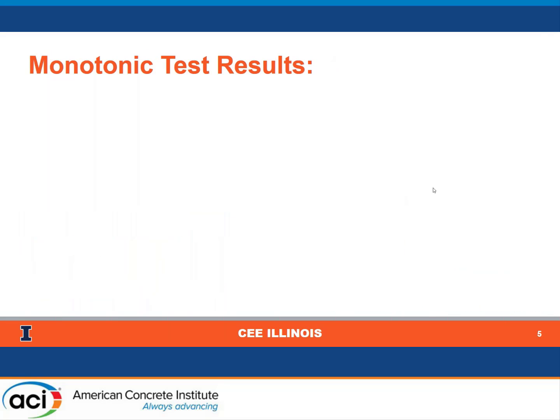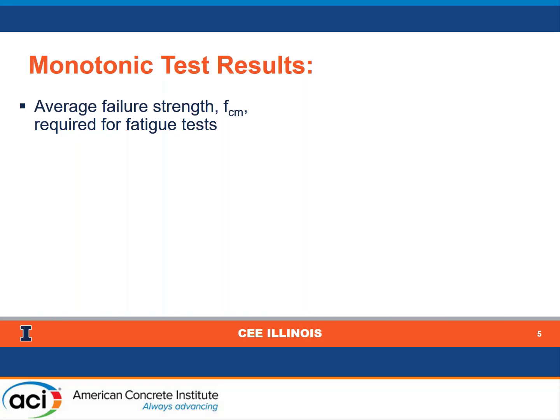So with this, we started doing the experiments. The first one that we did were several monotonic tests, and the reason was we needed to know what was the average failure strength of the cylinder specimens to do the fatigue test.